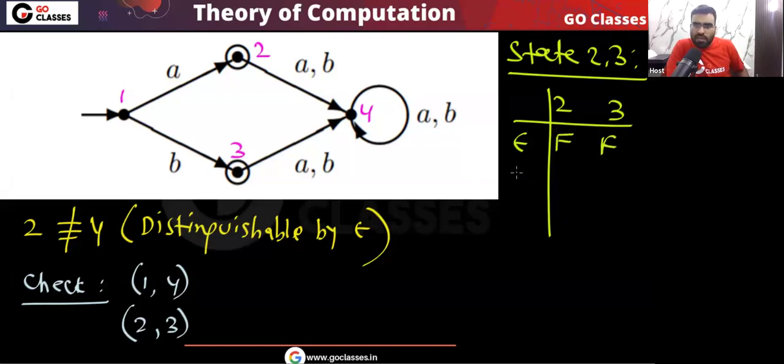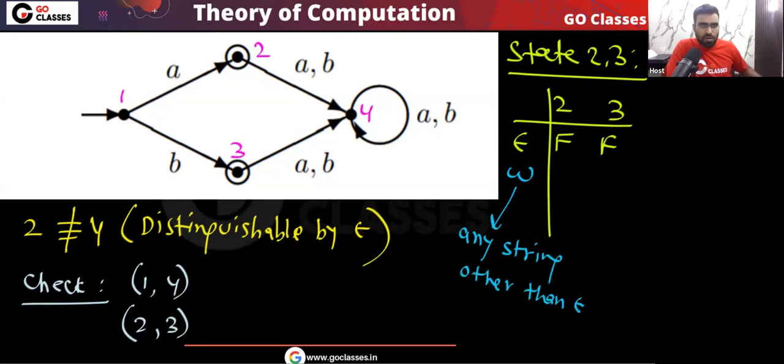But you can see, on every other string, any non-empty string, any string other than epsilon, what will happen? Both will go to non-final. Do you agree? Both will go to non-final. So I can say they are equivalent. Is this clear? State 2 and 3 are equivalent.